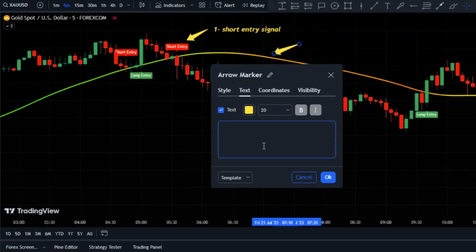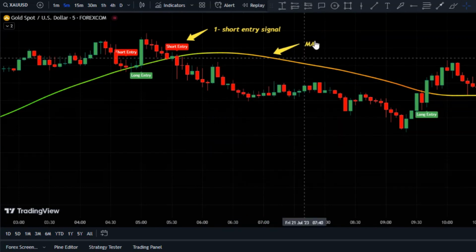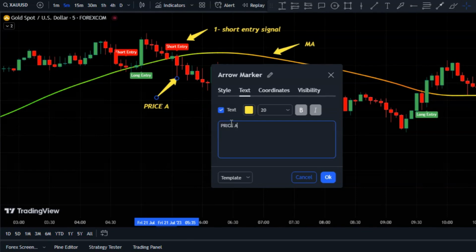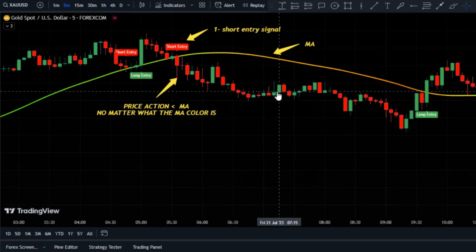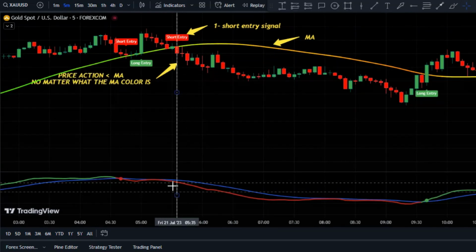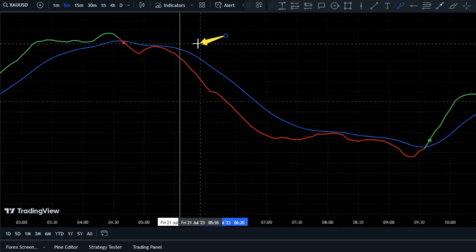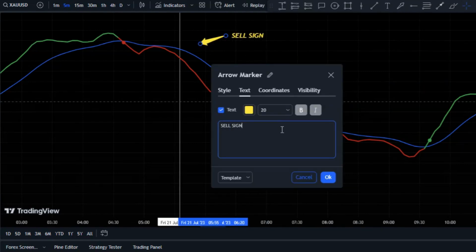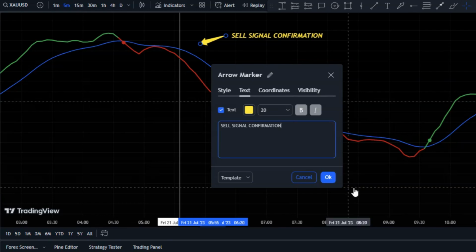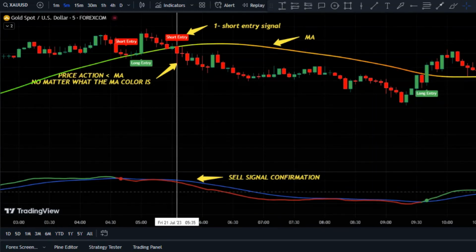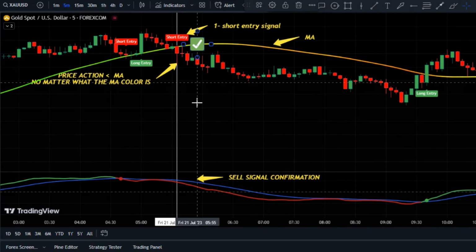Then make sure the trend is downwards, so the price action needs to be below the CMA indicator. Next, check the CM-MACD indicator for confirmation. The blue line needs to be above the red line. If all those conditions are met, you can open a short position.